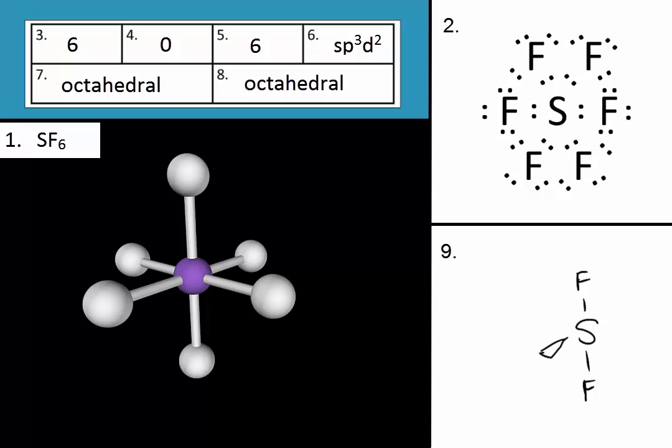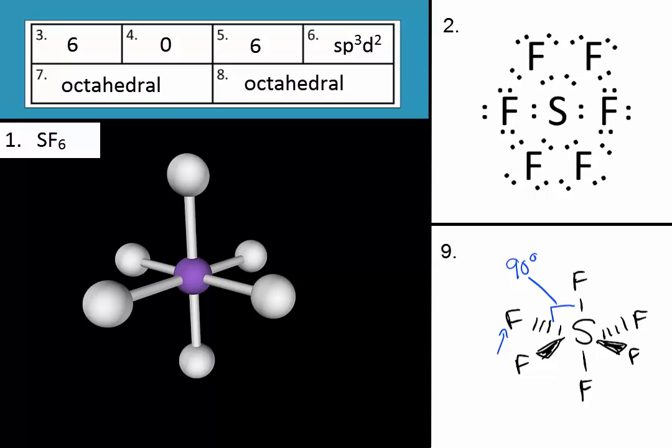To draw this molecule, we will keep the top and bottom bonds in the plane of the page, and then on either side of the central atom, we will have one bond coming towards us and one going away. You will notice that all bond angles are 90 degrees in this shape.